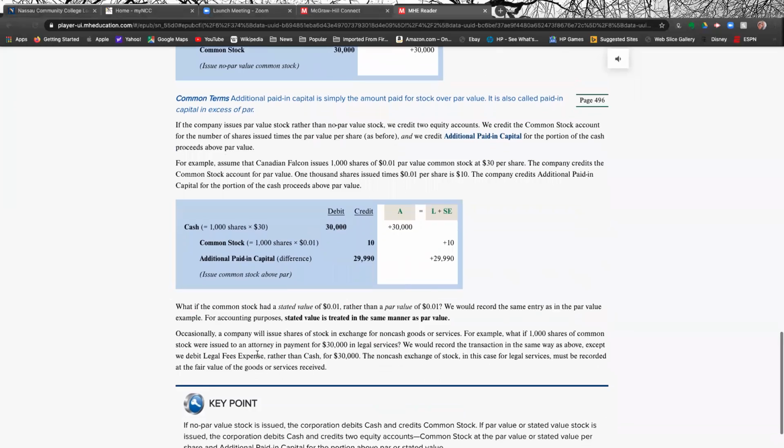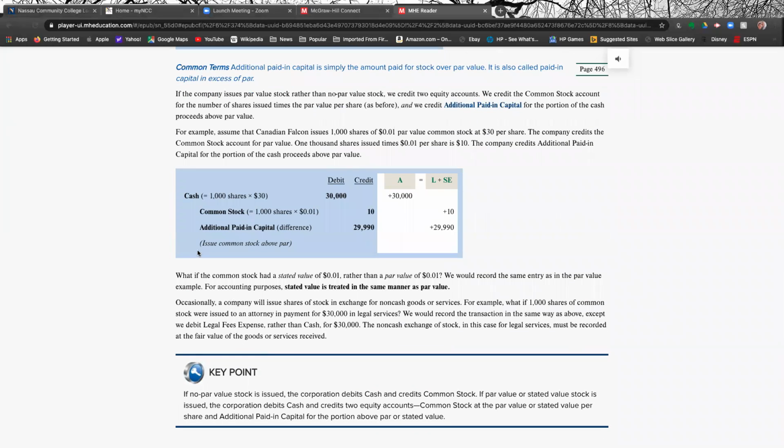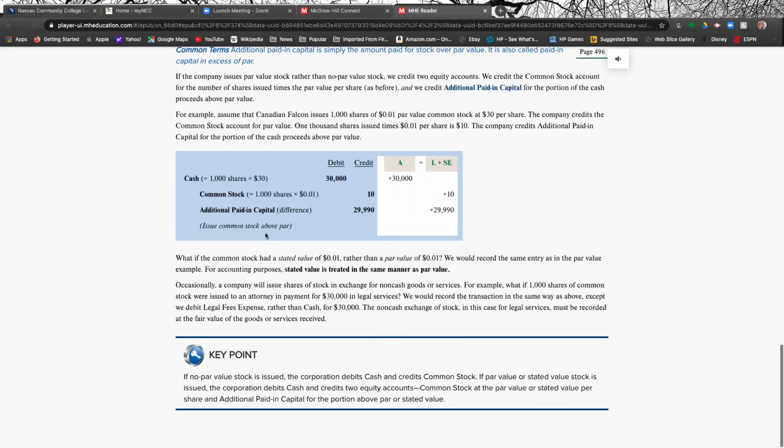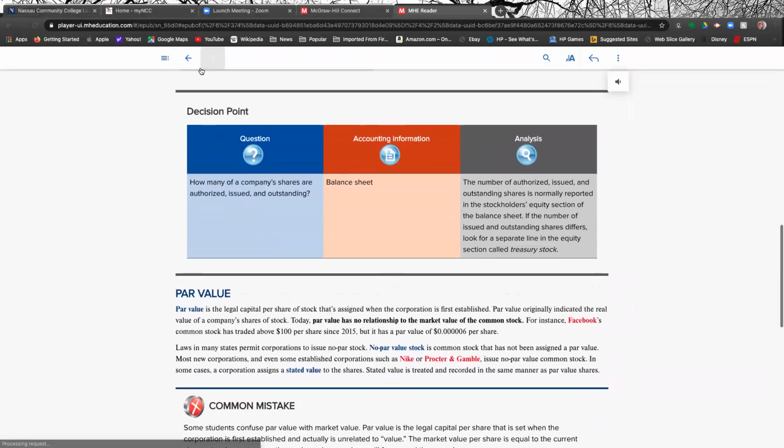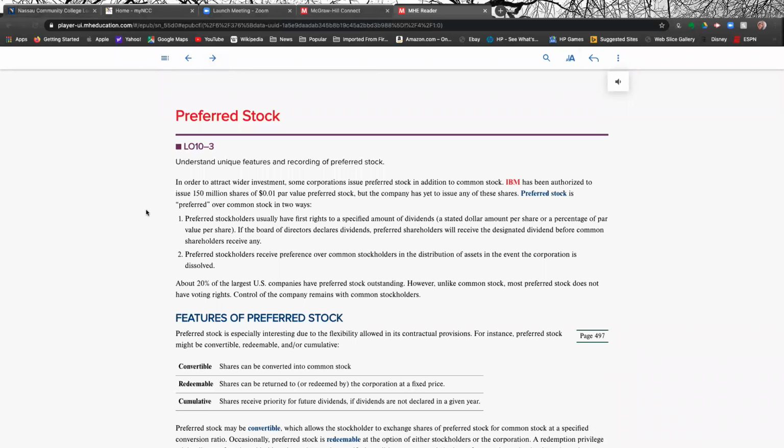All right, and here is what they did, right? So here, they're telling you that the common stock has a par value of 1 cent per share, 1 penny a share. So if I multiply 1,000 shares times 1 cent, that comes out to $10. Well, I got a debit of 30,000 and a credit for only 10. That means I need an additional credit of 29,990. That's what we call additional paid in capital. So that's something new, right?